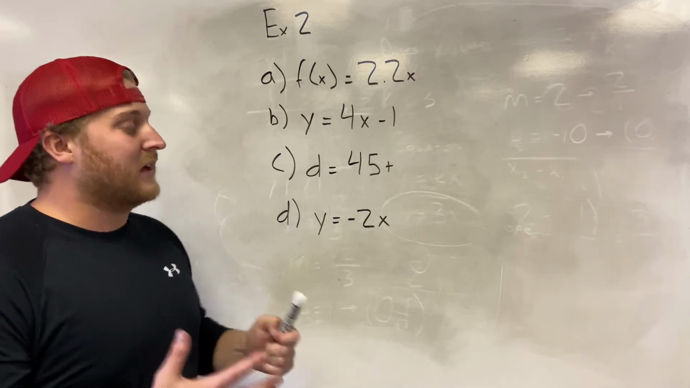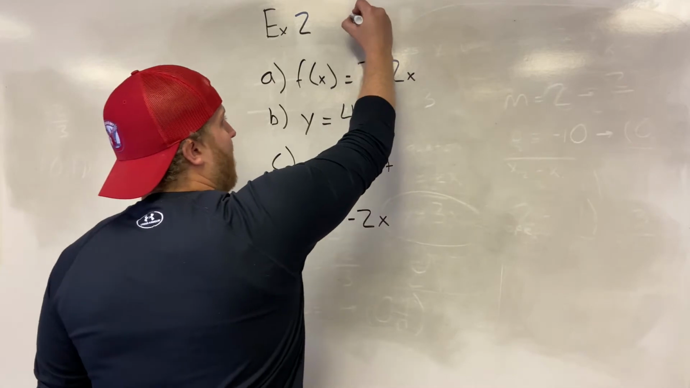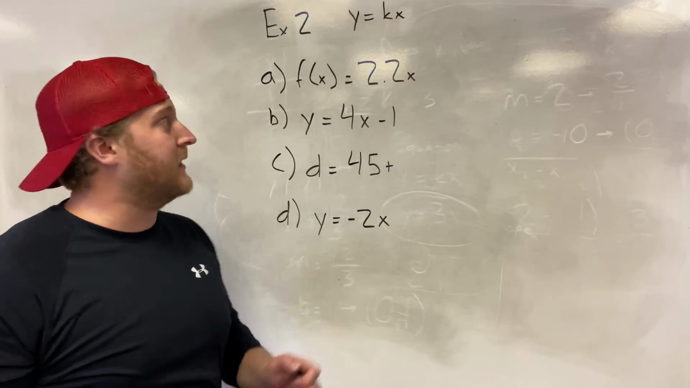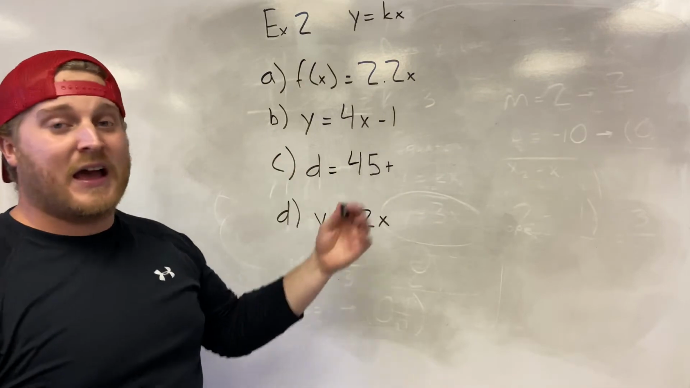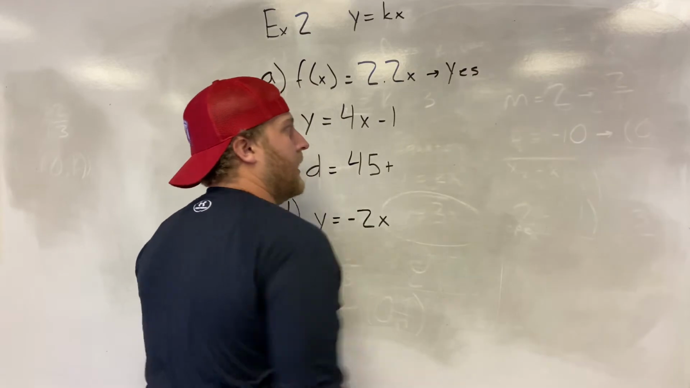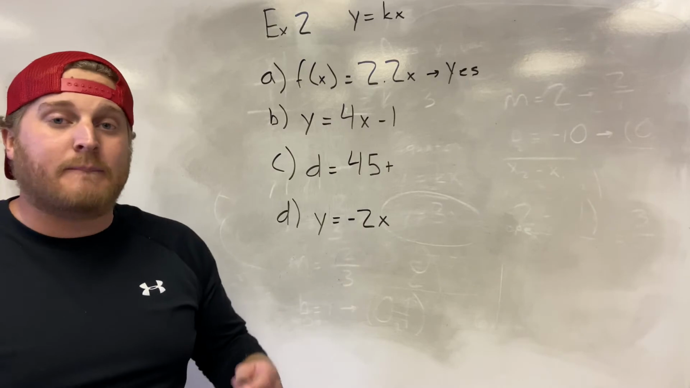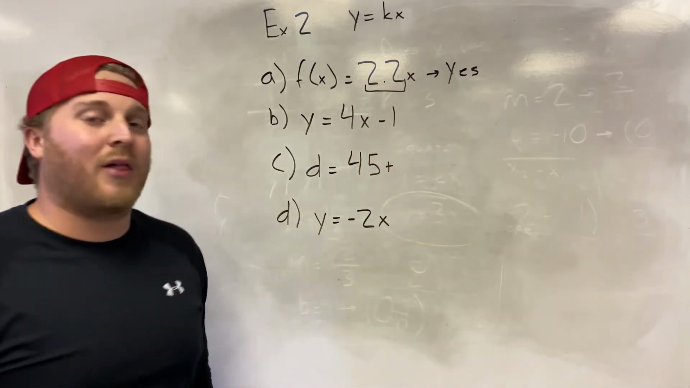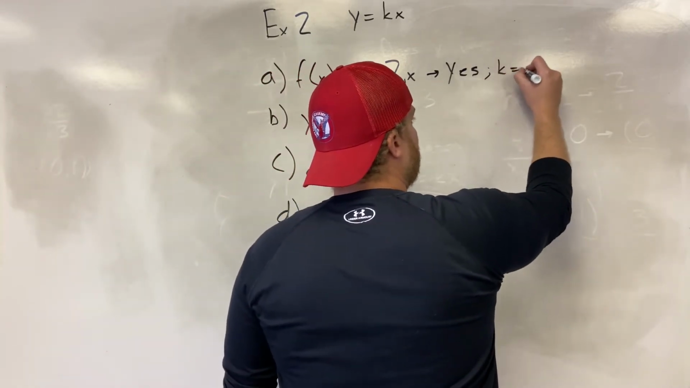And we're going to say, does this look similar to our direct variation form from earlier, which is y equals kx? It just has to look similar. The variables can be a little bit different, but does it look similar to this? And in this case, for letter A, yes, this is a direct variation. And then it's asking, what is the k, or what is the constant, or what are we multiplying here? Whatever we're multiplying is what's going to be attached to the variable after the equal sign. So k, in this case, equals 2.2.